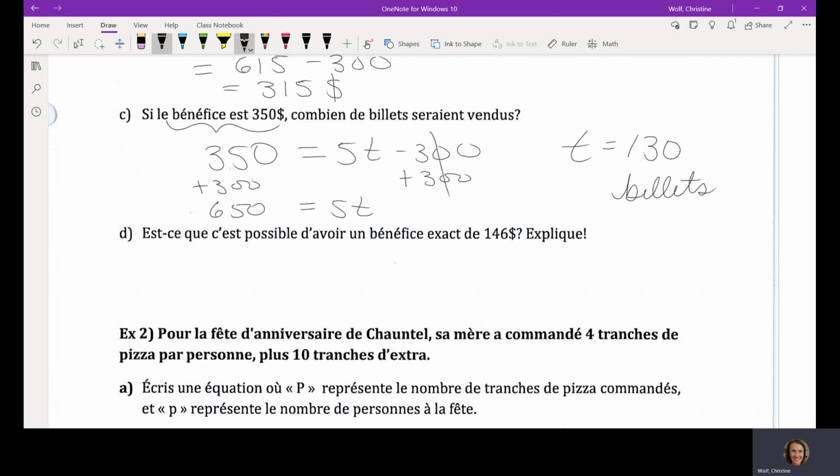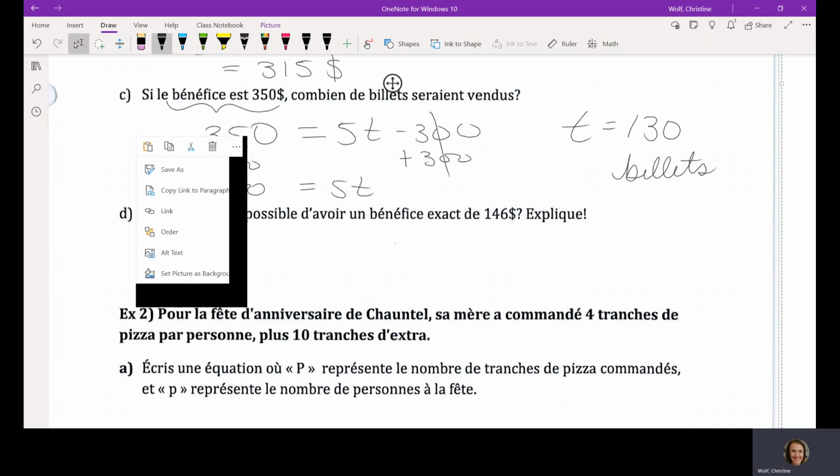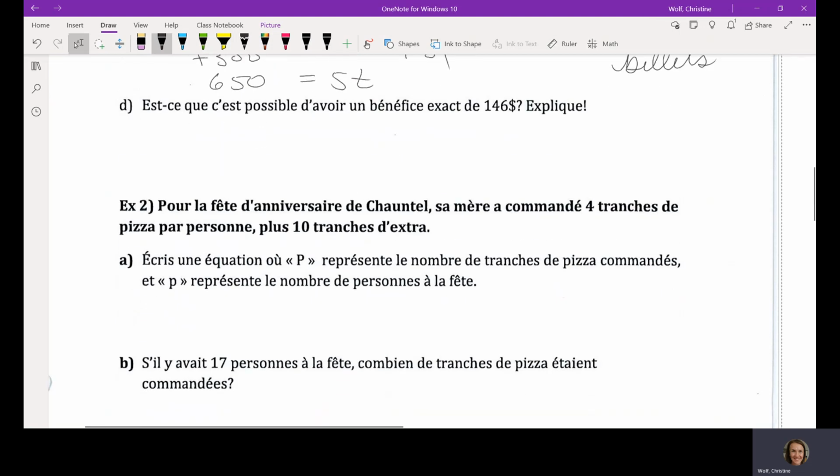OK. Est-ce que c'est possible d'avoir un bénéfice exact de 146? Pourquoi pas, Chloé? Right. Les billets sont $5 et on soustrait 300. So our benefit will always be a multiple of 5. OK? Si tu veux écrire cette phrase, comme tu veux écrire une phrase, OK, non, on ne peut pas faire ça parce que les billets coûtent $5, yada, yada, yada. Tu peux faire ça ou you can do this.